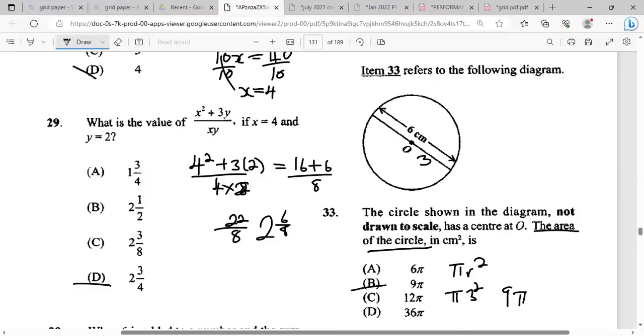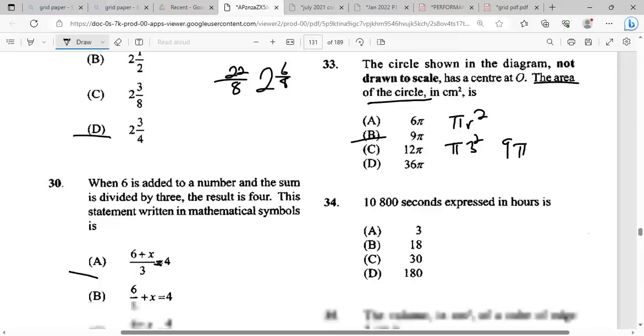Like, I think it's the first time I'm seeing this one. All right.